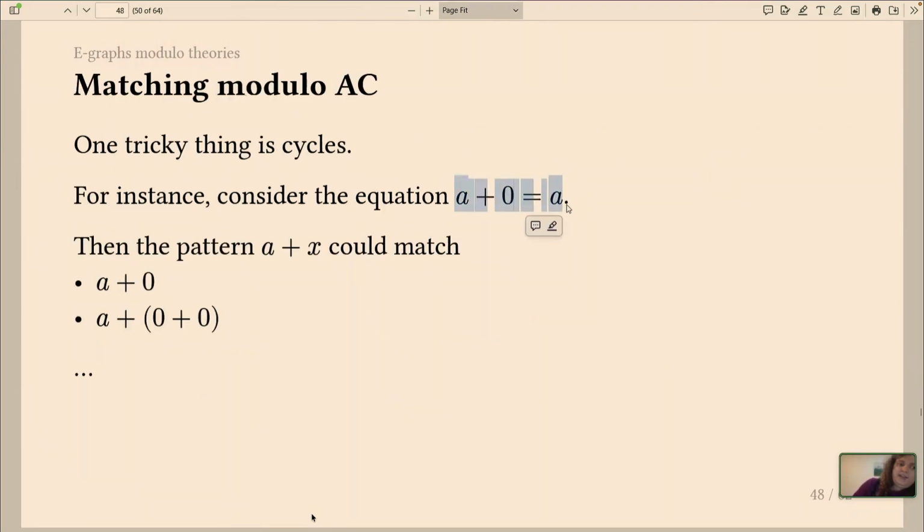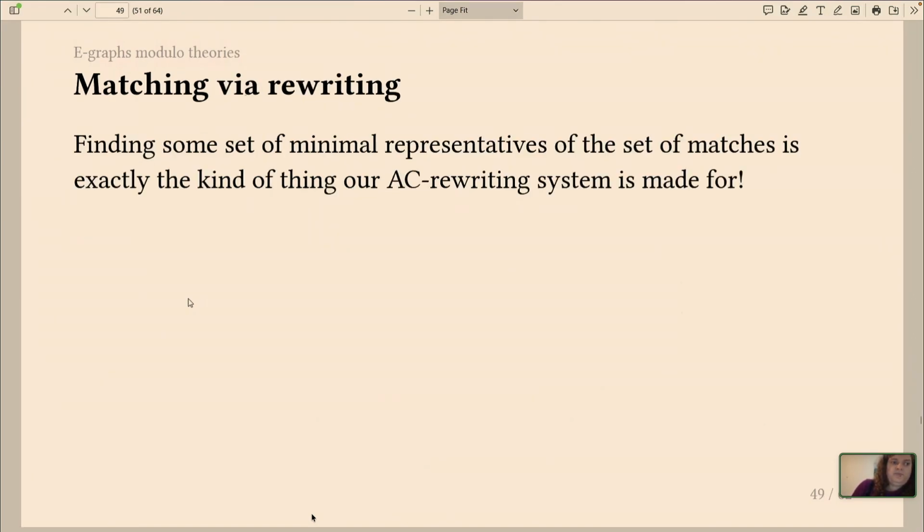This a plus 0 is equal to a. So if we wanted to match the pattern a plus x, well, x could be 0, or it could be 0 plus 0, because you can sort of feed this back into itself, reassociate, and then you get this, substitute this a here for a plus 0. You get a plus 0 plus 0, and then reassociate, and you can do this infinitely many times. So the space of matches is infinite, but hopefully with this rewriting approach, you can find some sort of finite minimal set of matches that kind of represent the entire space.